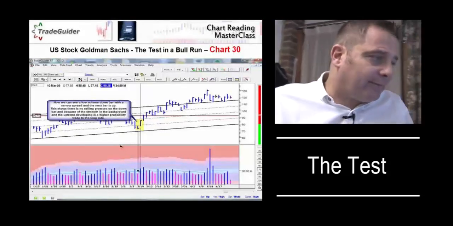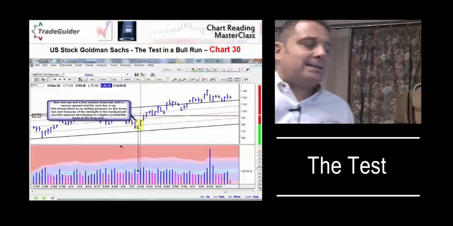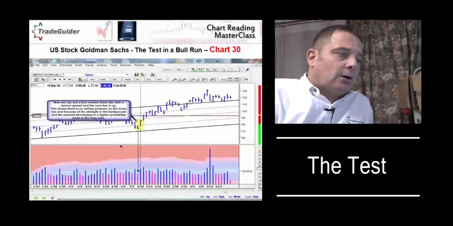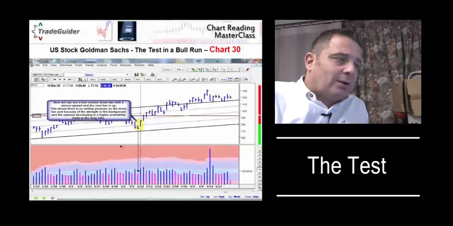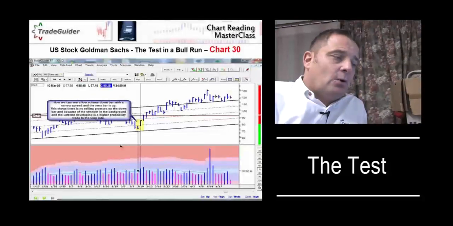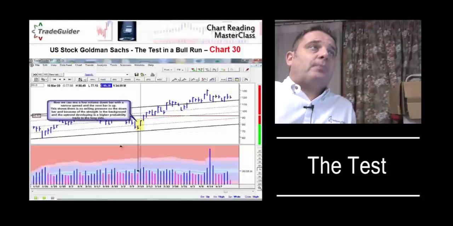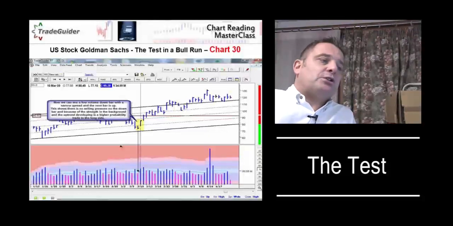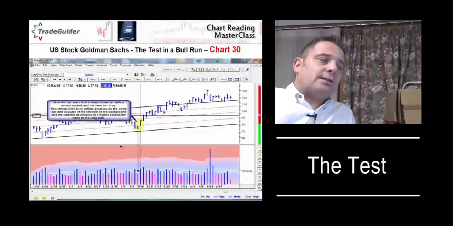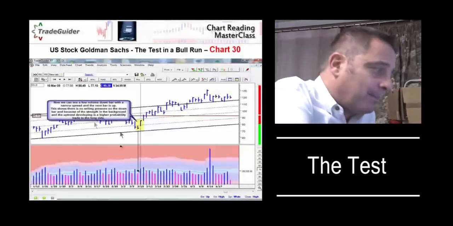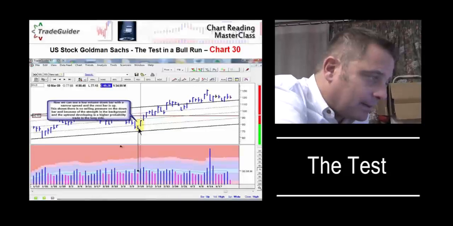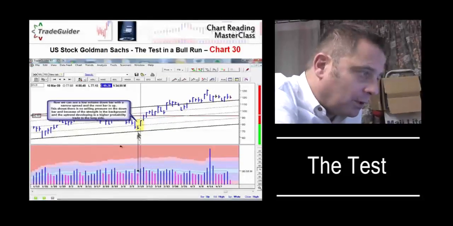So here we have the test. This is Goldman Sachs on the daily chart. Now, what makes this very, very interesting is the trend channel that I've drawn in here, which you can draw for yourself, by the way. If you go back to early January, just pick the first 2 lows and the intersecting high, and it will project out the channel. But what happened was, we came down here to the bottom of the trend channel, and the volume was very, very low.